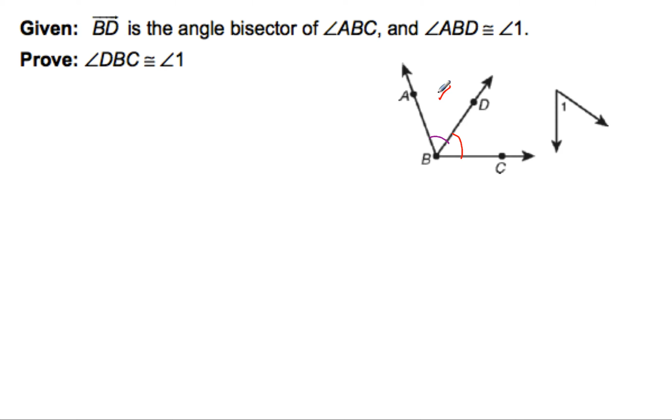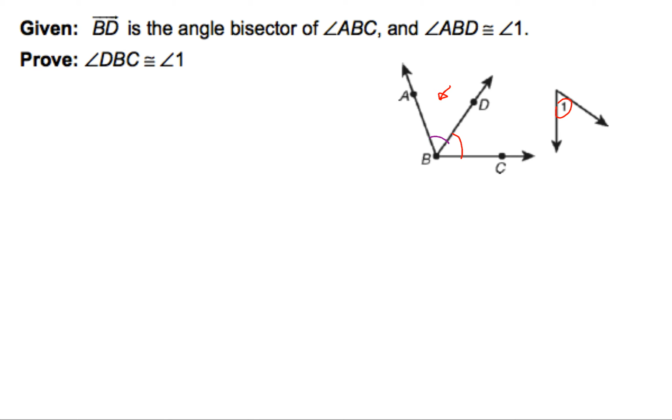Angle ABD, which is this angle right over here, is equal to angle 1, which is this angle over here. So what they're asking us to prove is that angle DBC, namely this red arced angle, is equal to angle 1. Well, you can see where we're going with this. So let's set up our proof.